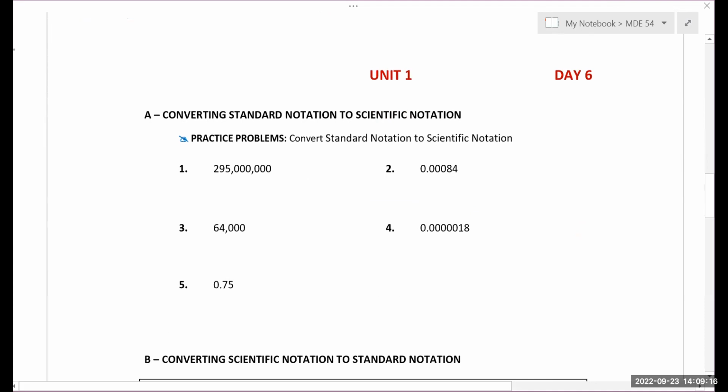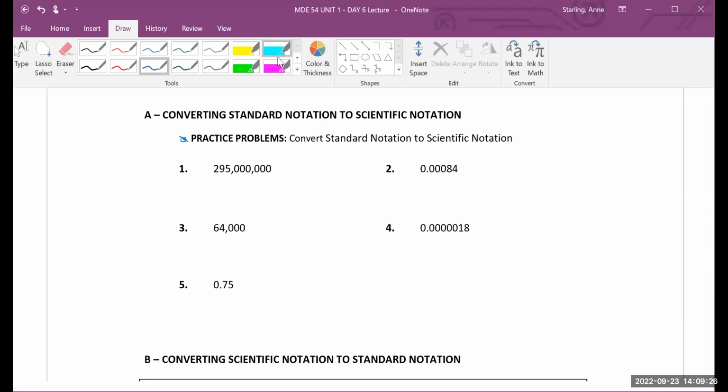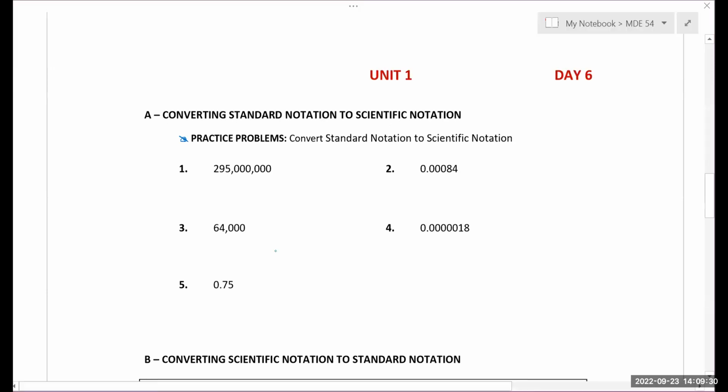All right, so then if we want to convert standard to scientific, standard are all of these numbers here. First, pause the video and give it a try. Do you already know how to do it? You might be surprised. If not, watch a couple, pause it, try them.